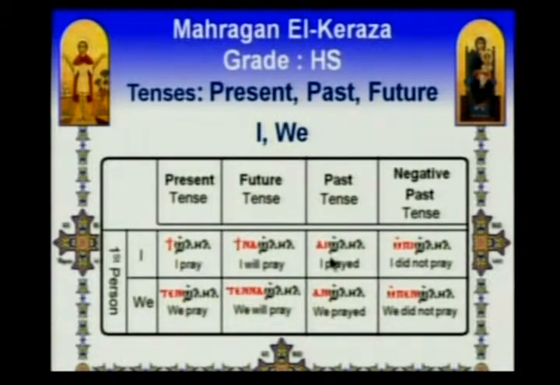With the past, a little bit different. It always, as you can notice, starts with the letter A. So I eshlil means I prayed in the past. An eshlil, we prayed in the past. And the negative for these is this column here. So I eshlil, I prayed. And then here, MP eshlil, I did not pray. An eshlil, we prayed. Pen eshlil, we did not pray.